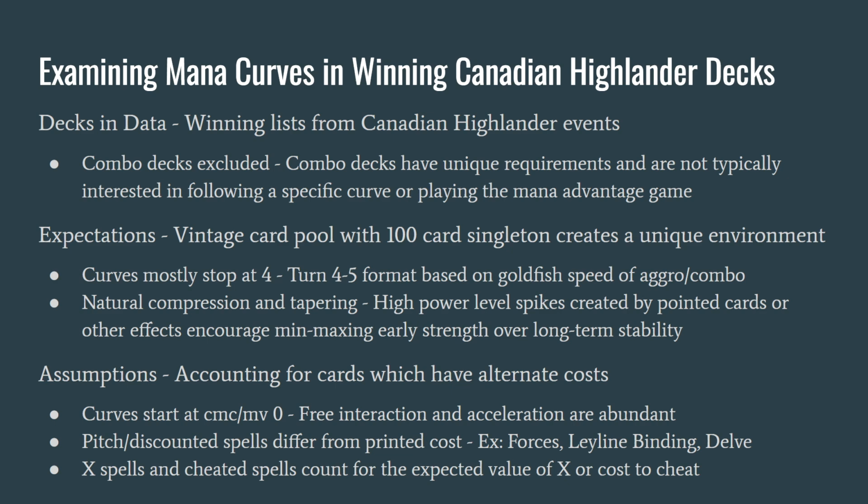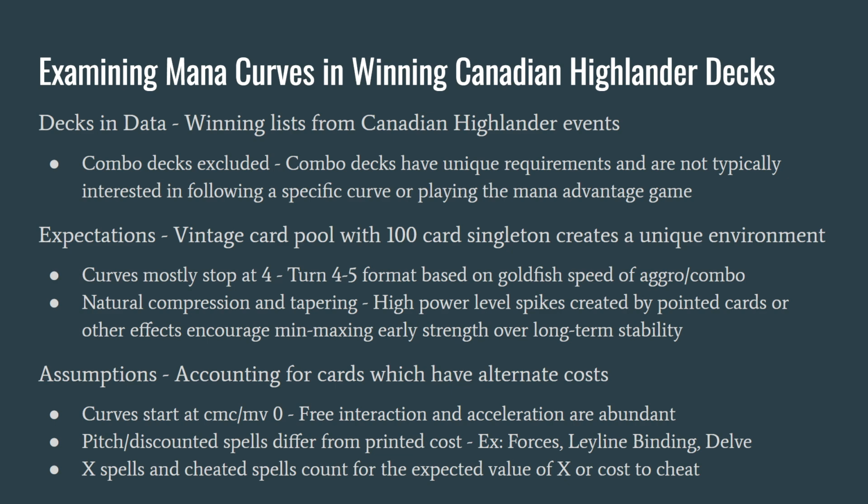Whereas the sample curves I showed you went from turn 1 to turn 5, mana cost 1 to mana cost 5, I would expect most curves to shrink into the 1 to 4, or 1 to 3.5 range. And I'd expect there to be a lot fewer higher drops, because you just can't afford to have expensive cards stuck in your hand in this format. So you're willing to take a little bit of a hit to the strength of your individual cards if you can deploy things earlier. There are some really high power level spikes created by pointed cards that encourage min-maxing your early game strength over long-term stability.